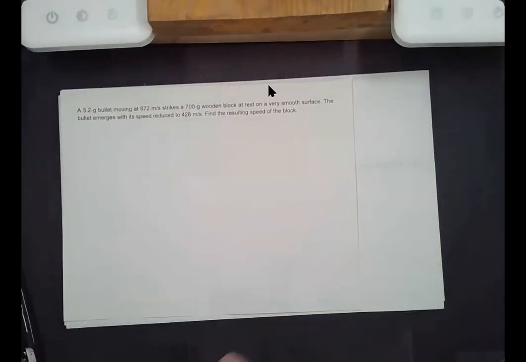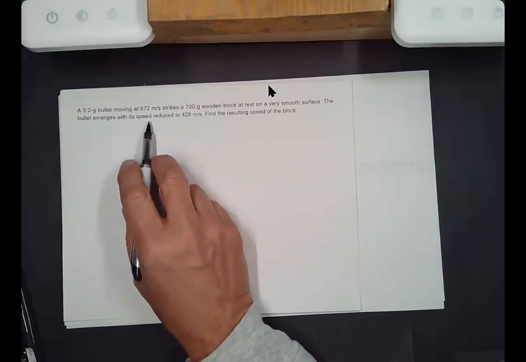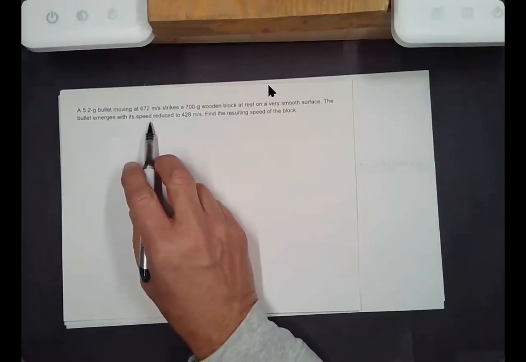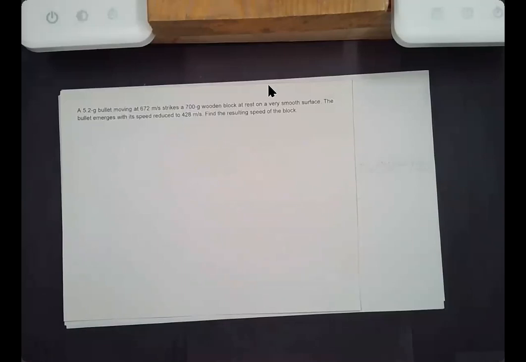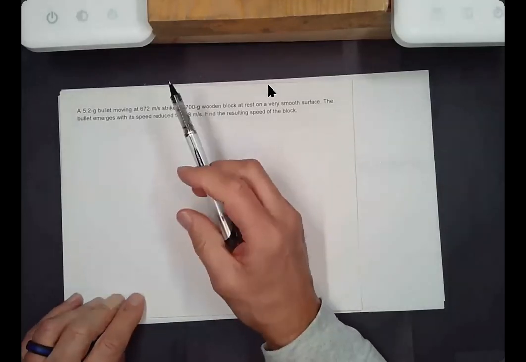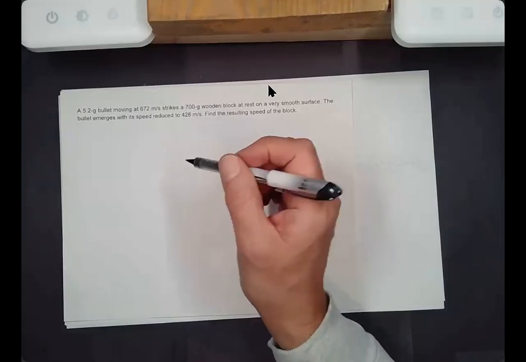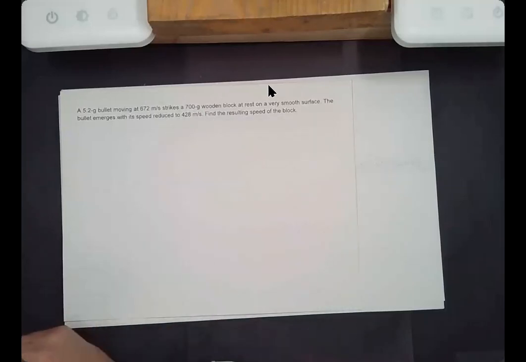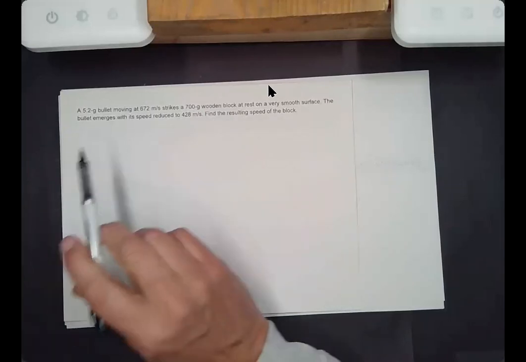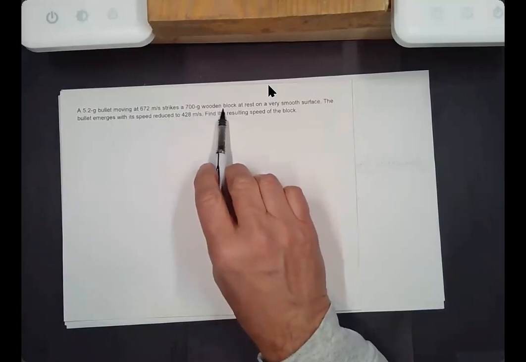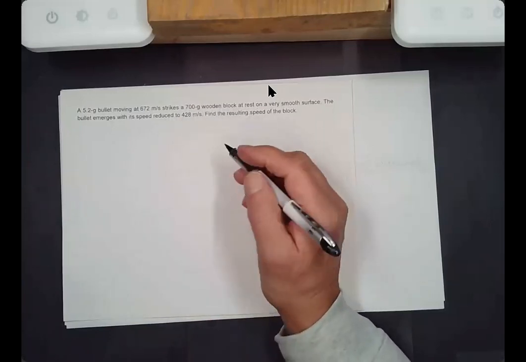This one is a different sort of thing. We have a 5.2 gram bullet moving at 672 meters per second, which is pretty darn fast. Let's see, I don't know how fast it is, don't want to do it in my head. Anyway, pretty fast. And it strikes a 700 gram wooden block at rest on a very smooth surface.